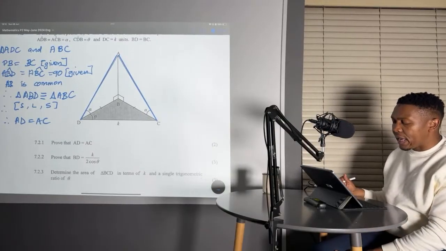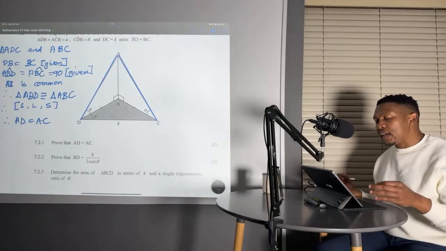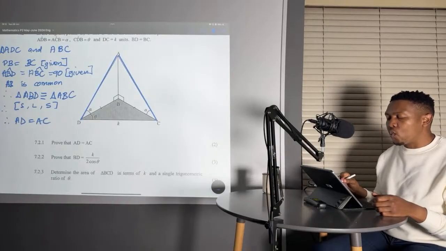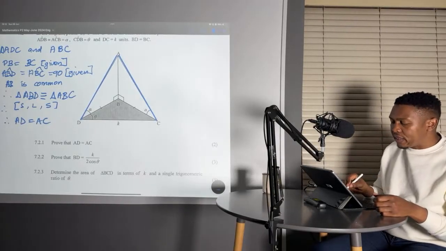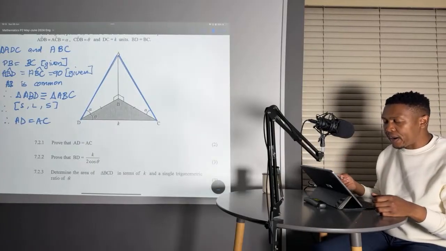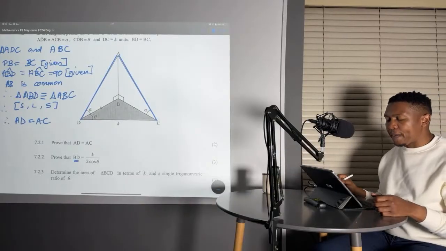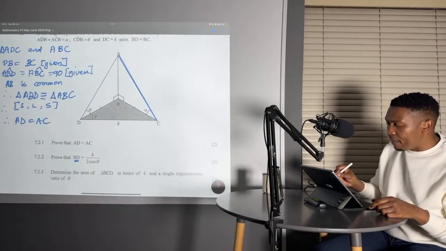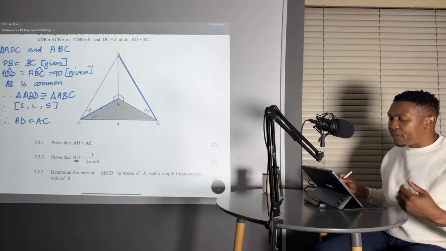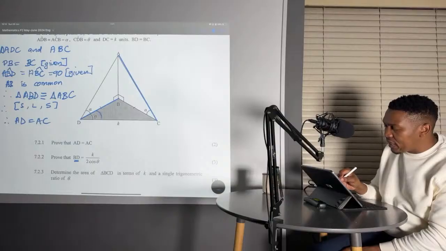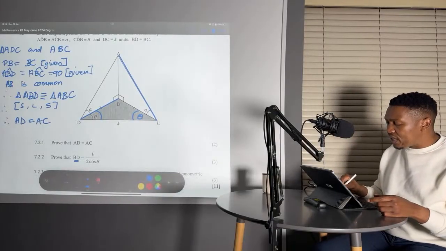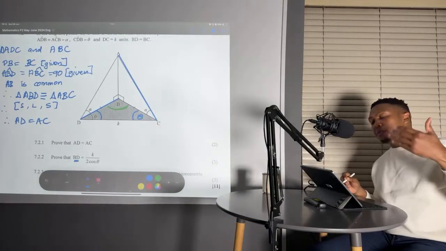So they say prove that BD is K over 2 cos theta. Now, ladies and gents, you always try to work from the triangle that has the most information. So which triangle would that be? In this case, you can see they've got theta over there. I know I've got a common side. They said BD, which is this side over here. I know that this is angle theta, which means this is also angle theta, which means this angle over here would be 180 minus 2 theta.